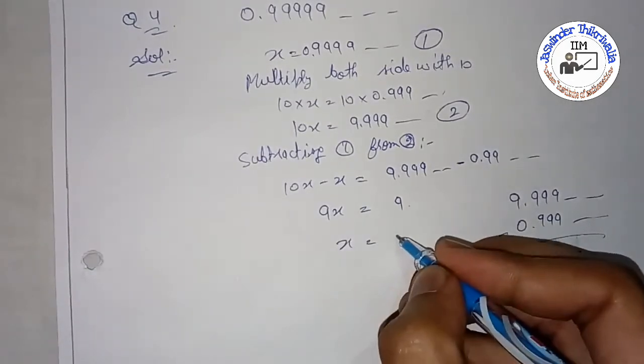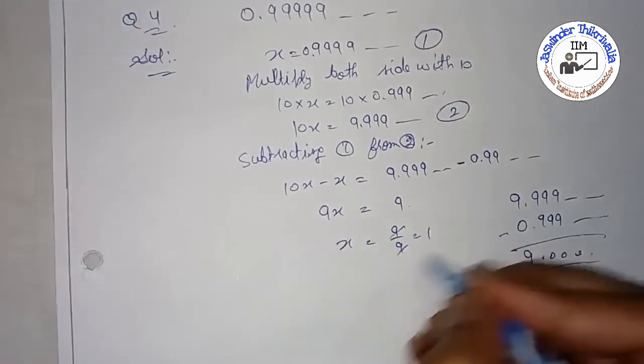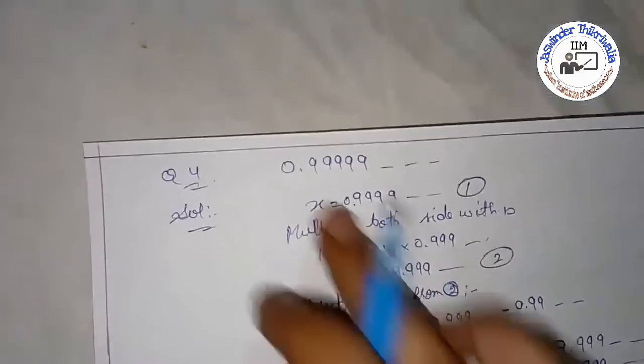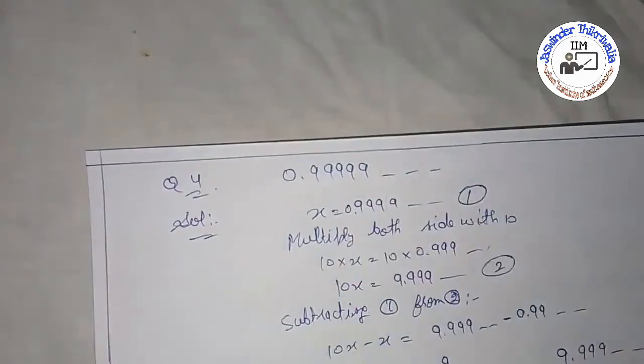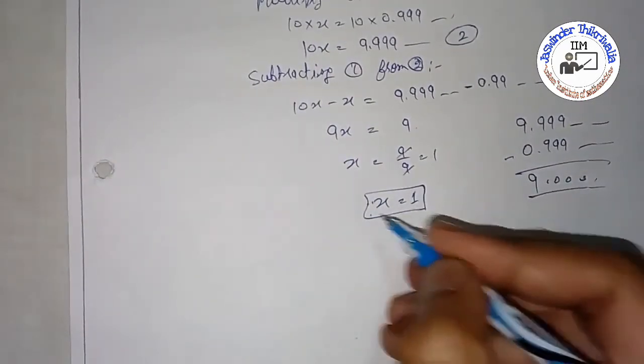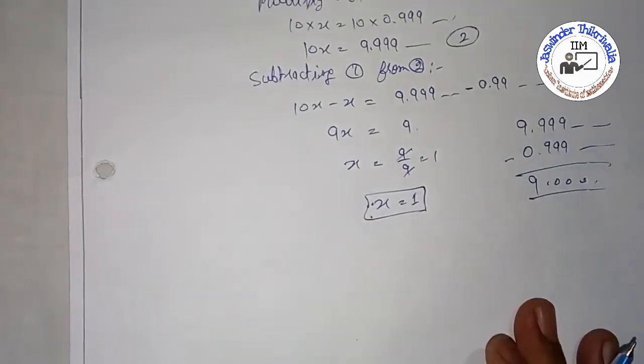So what is the value of x? 9 upon 9, that is 1. So x is equal to 1 only. So the p by q form of 0.999 is 1. It is quite surprising, is it not? So you solve this part in this way.